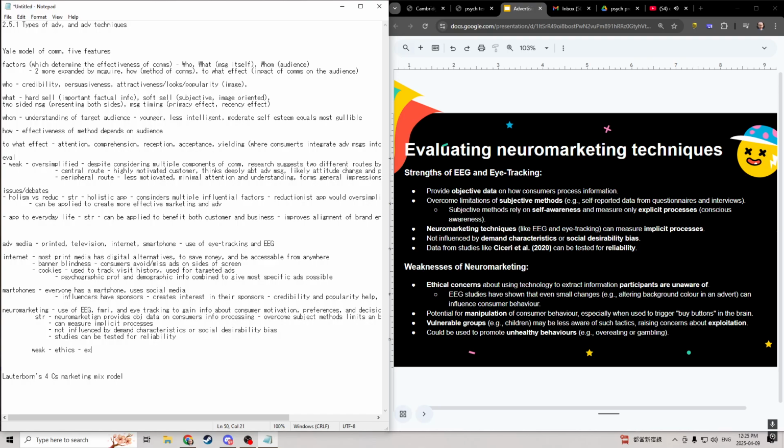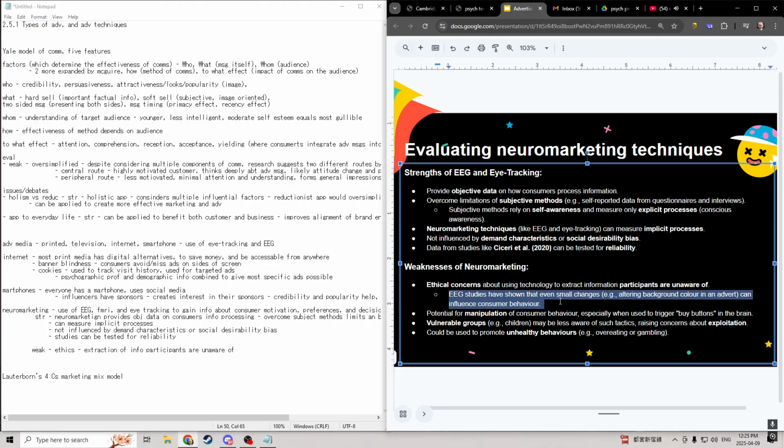Extraction of info participants are unaware of. I don't know how this really applies. Isn't it a good thing that they found that out? We already know this, that's what the whole implicit information thing is.